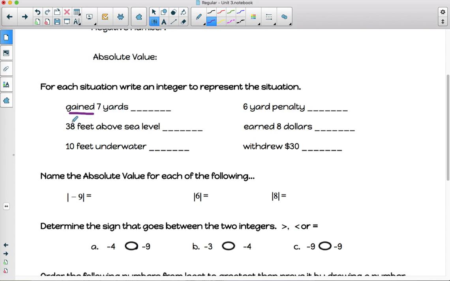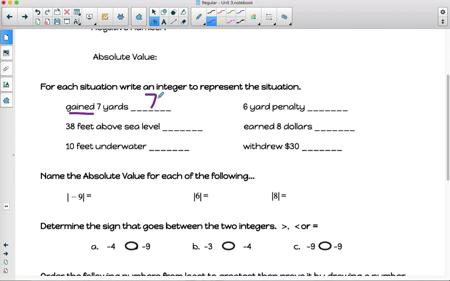Gain 7 yards. So you have to decide if gaining means a positive number or a negative number. If I'm gaining 7 yards, that's going to be a positive thing. We're going to have +7. This positive sign doesn't have to be there. If we do not have a symbol in front of a number, it's assumed to be positive. So you can put it there or not put it there.